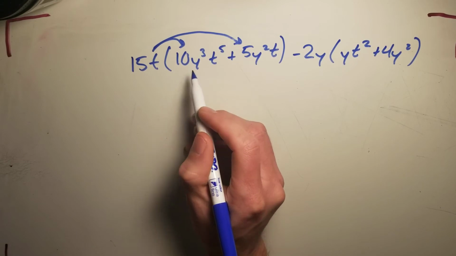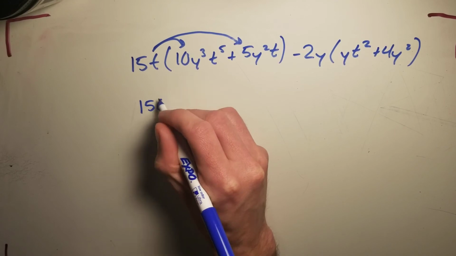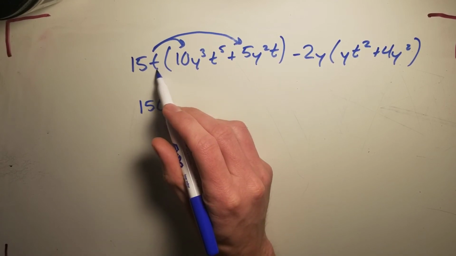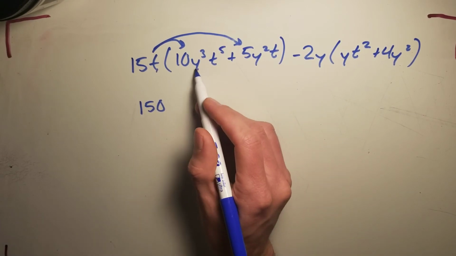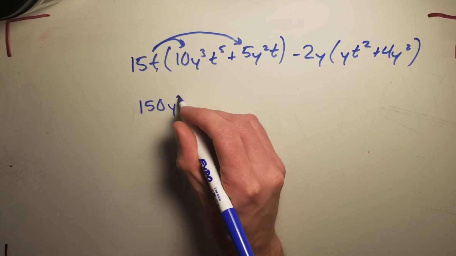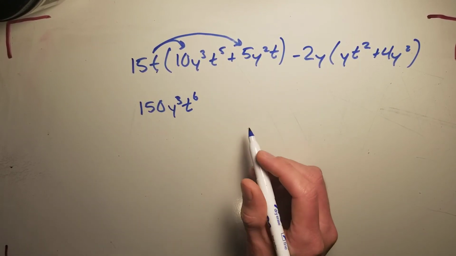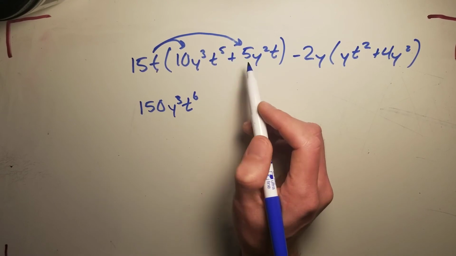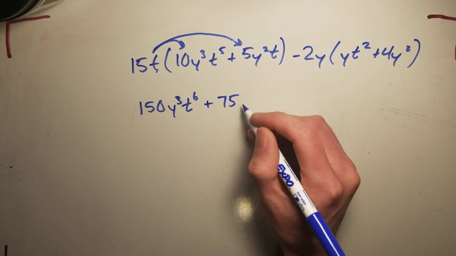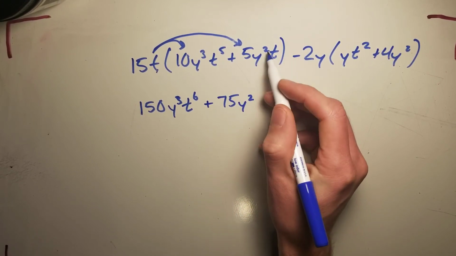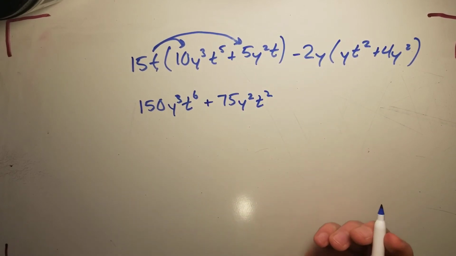15t times 10y to the third t to the fifth. Well, 15 times 10 is 150. And then you're multiplying, let's see, like base, we have t to the first, t to the fifth, that's t to the sixth. There's no like base with the y, so y is just going to stay y cubed. And we're going to have t to the sixth, using our exponent laws there. 15 times 5, we should get 75. So 75, again, y is going to stay the same, y squared, but our t to the first times t to the first becomes t squared.